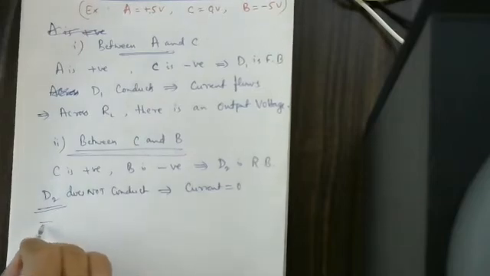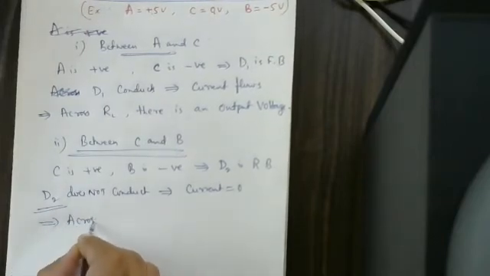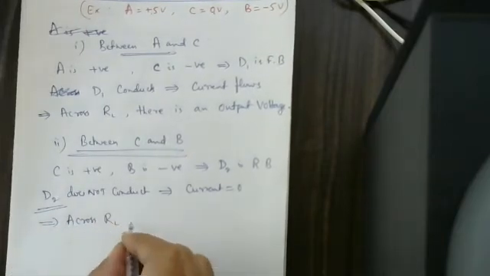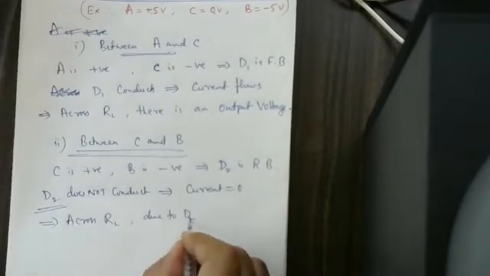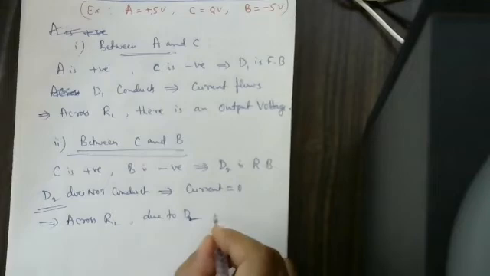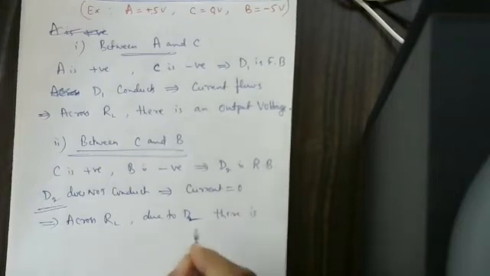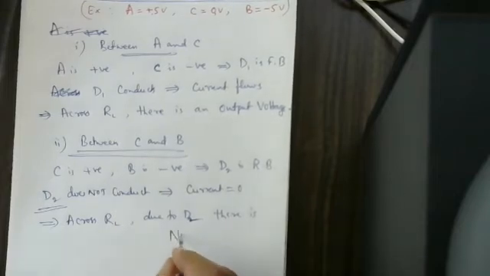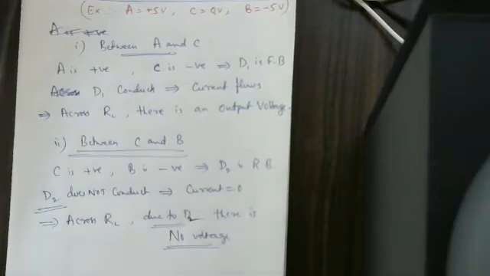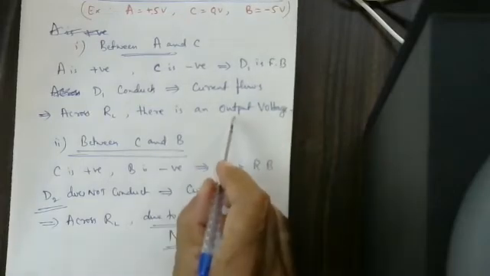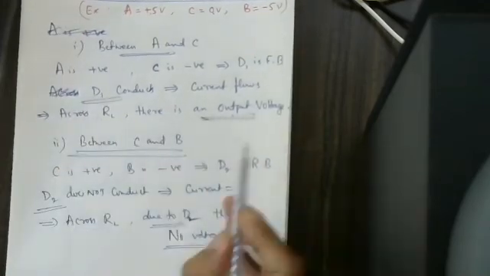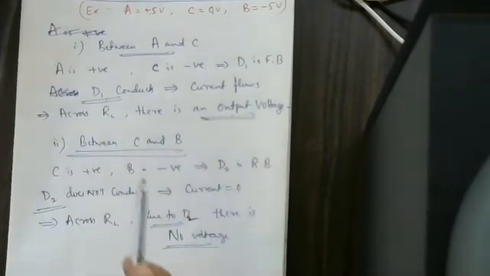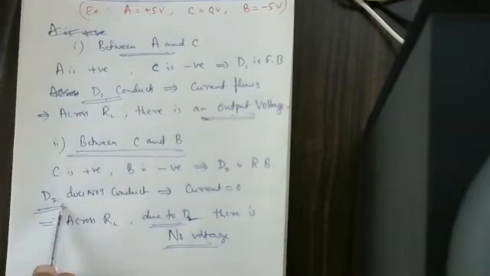So therefore, across RL, due to D2, there is no voltage. But already there is a voltage. That voltage is coming because of D1, but no voltage is coming because D2 does not conduct.